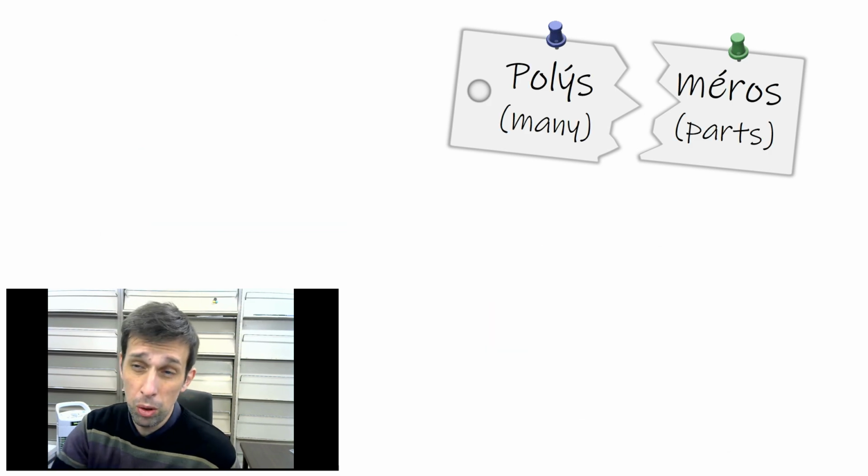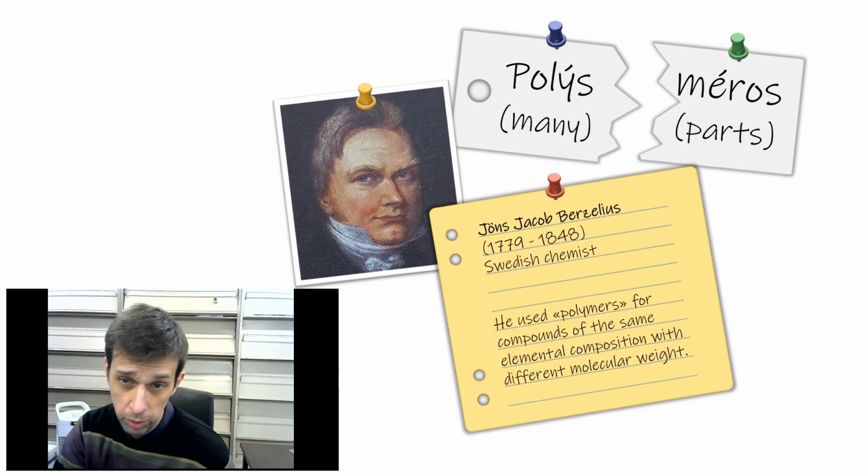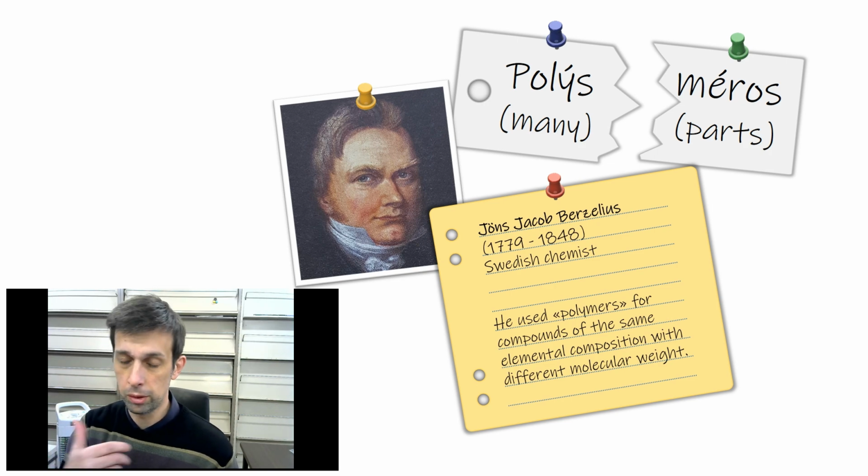And the word polymer is not so old in the end, because it was created by this guy, John Jacob Berzelius, who was a Swedish chemist, and he used polymer for defining compounds that have the same elemental composition but different molecular weights. Sounds difficult, but it's not.